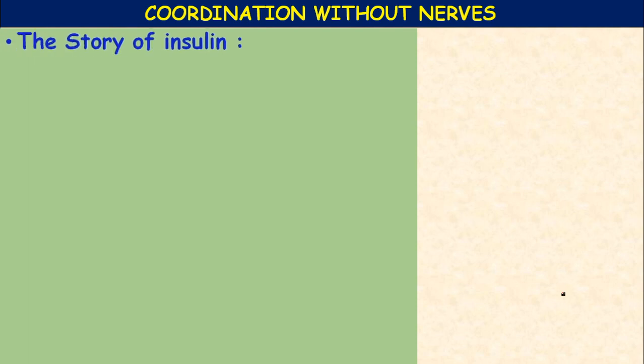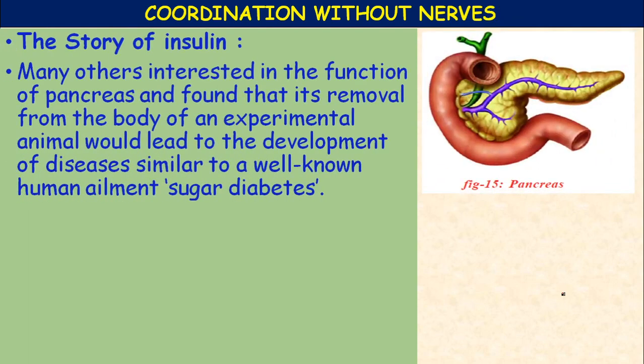Okay, so the story of insulin, let us continue. Many other scientists were interested in the function of the pancreas, and found that its removal from the body of an experimental animal would lead to the development of a disease similar to a well-known human ailment, that is sugar or diabetes. What they did was remove the pancreas from the animal, and they observed that the sugar level in the blood increased.